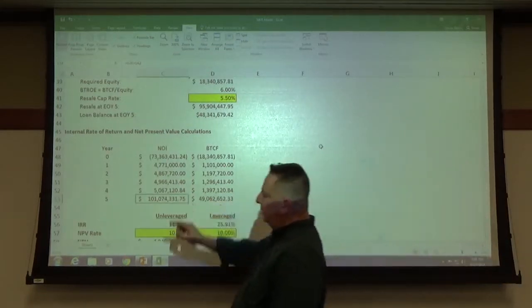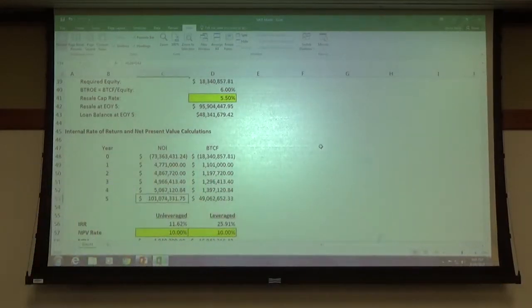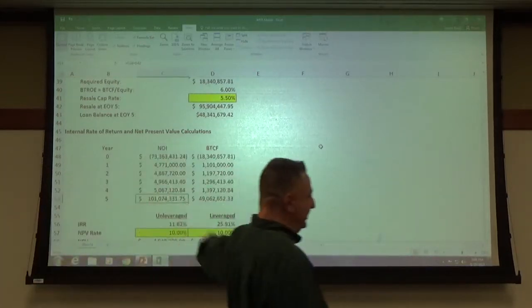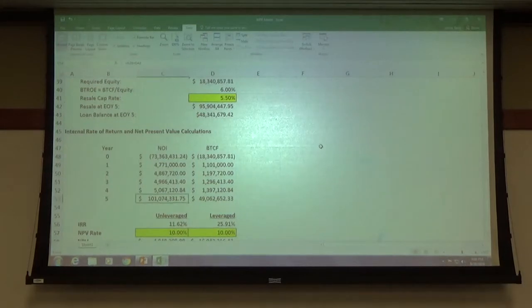Now, what you see here at the end, in the 5th year, what happens in the 5th year? You sell it. So, what money do you receive in that 5th year? You still receive your 5th year NOI, but now you get the resale price for the property. Well, what was the resale price, assuming no loan was involved? 95 million.